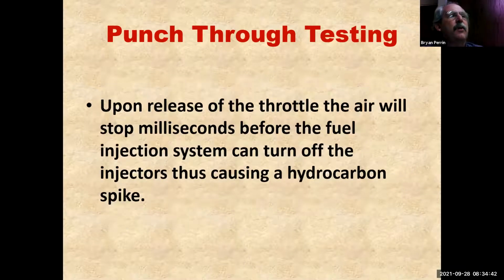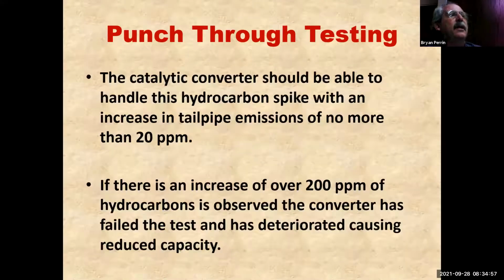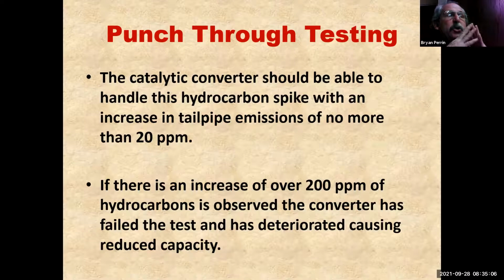Upon release of the throttle, the air will stop milliseconds before the fuel injection system can turn off the injectors, thus causing a hydrocarbon spike. This spike is what's designed to be controlled by the catalytic converter. So the catalytic converter should be able to handle this hydrocarbon spike with an increase in tailpipe emissions of no more than 20 parts per million. So say my engine is at idle, I have 30 parts per million, and at 2,500 RPM, I have 35 parts per million.